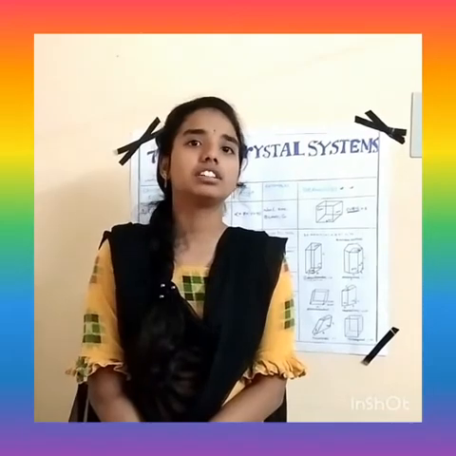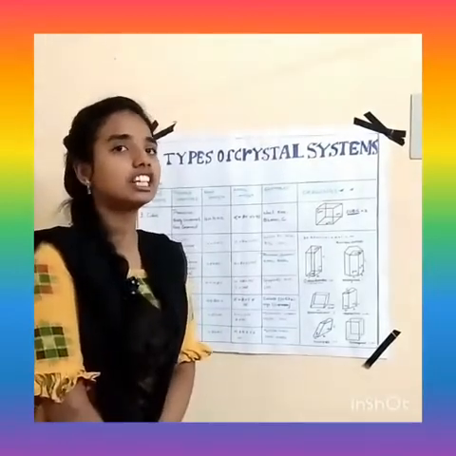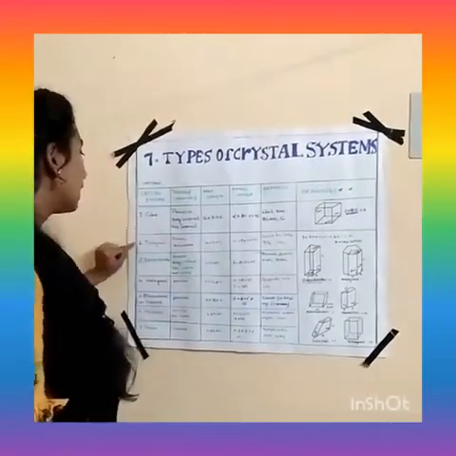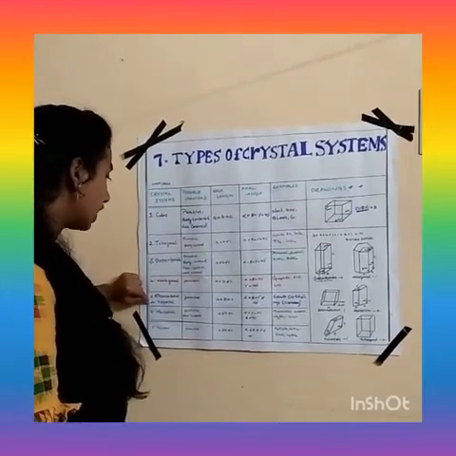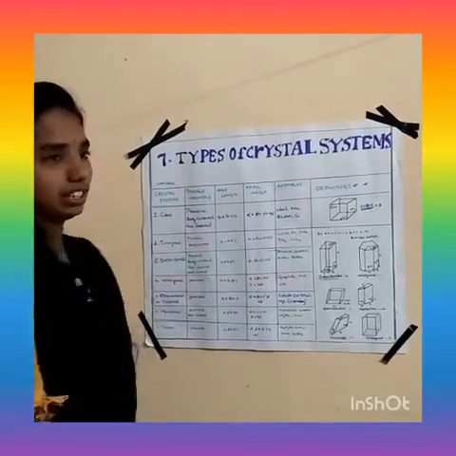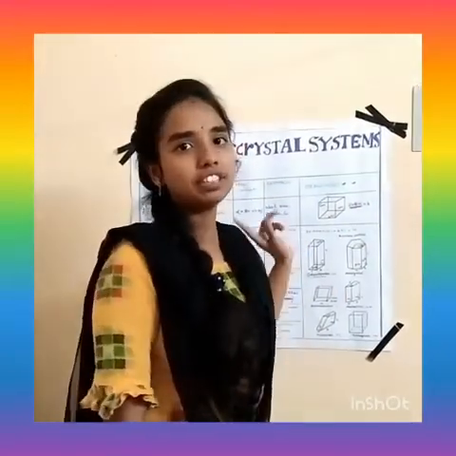Today I'm here to explain about the crystal systems. First of all, crystal systems are classified into 7 types. They are cubic, tetragonal, orthorhombic, hexagonal, rhombohedral or trigonal, monoclinic, and triclinic. Now let us explain these 7 types of crystal systems in a detailed manner.